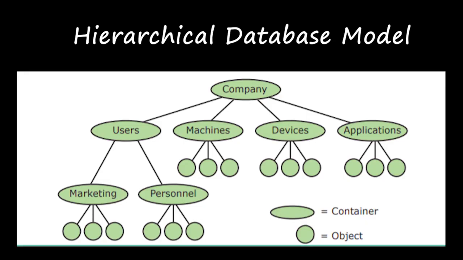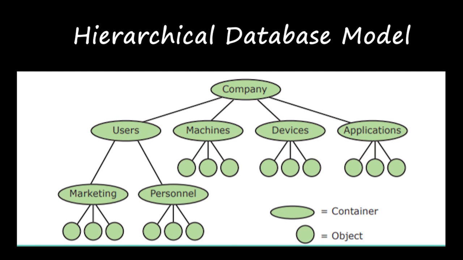Okay, when you see this diagram, you can understand. Here we have company, and it is like a parent, right? Company has the children: users, machines, devices, and applications. And again, users has marketing and personnel. In the same way, machines also has three branches. The device also has the next ones, which are the objects, and the top ones, the parent things, are known as containers, and they have the objects, right?